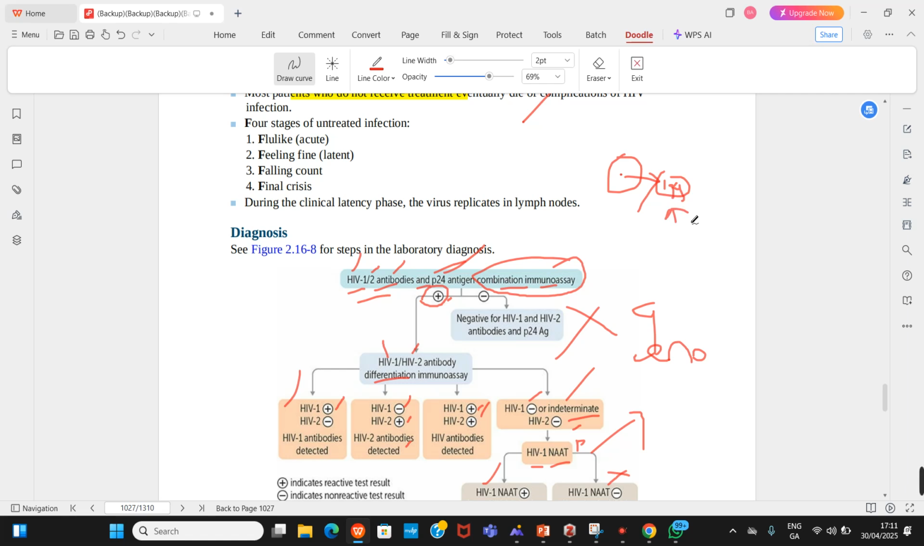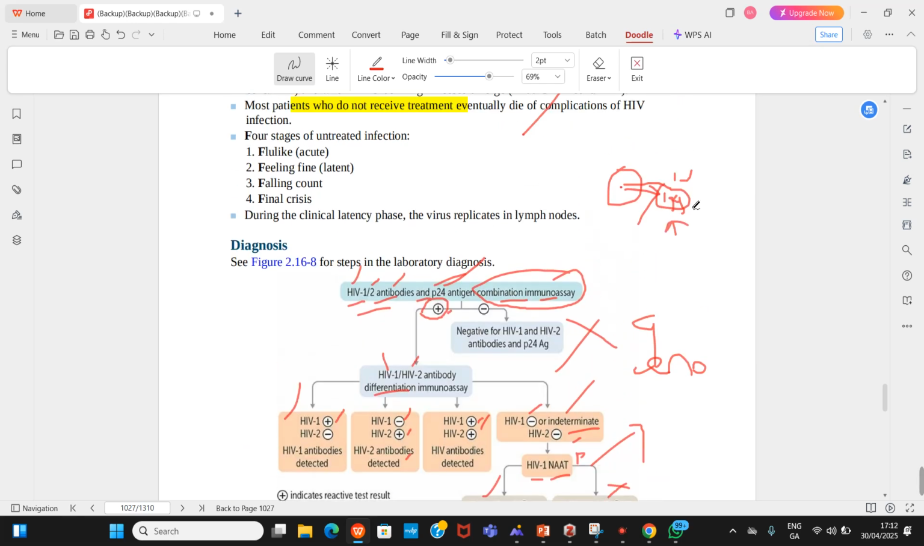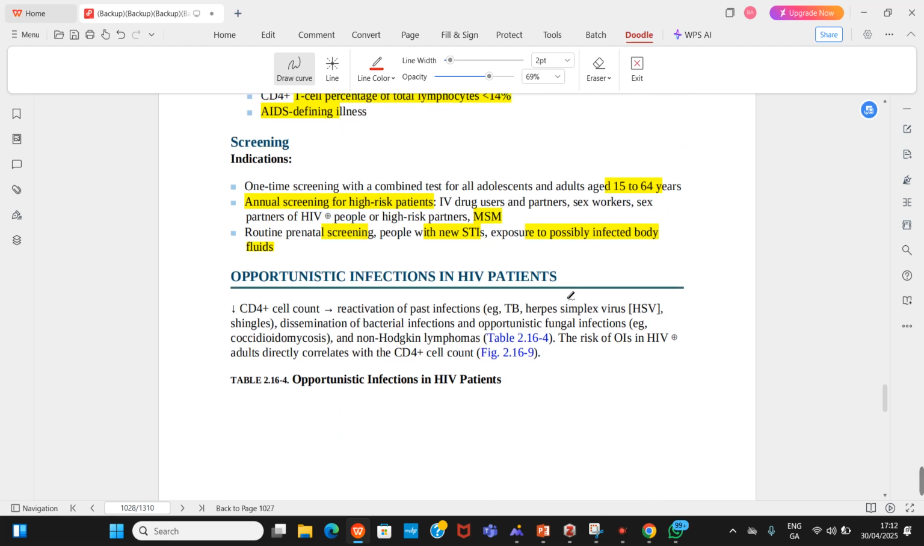No. The only way we can say that this baby is HIV positive is if the HIV virus itself has moved to the baby and the baby is now having the HIV genome. That is why we go ahead and do the HIV PCR RNA or the NAAT test to look for the genome. We don't rely on combination immunoassay. I know that part is going to raise questions, so I'm listening.